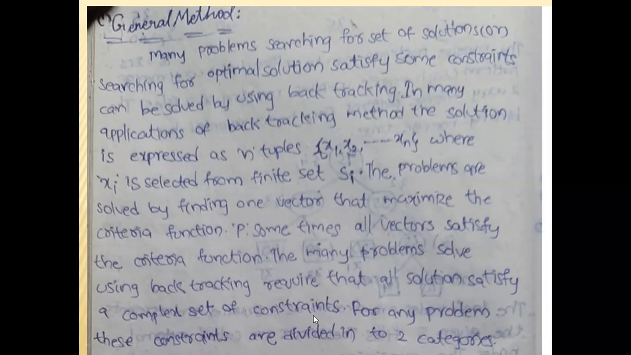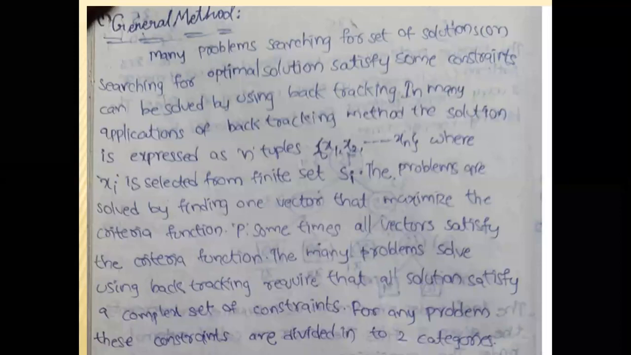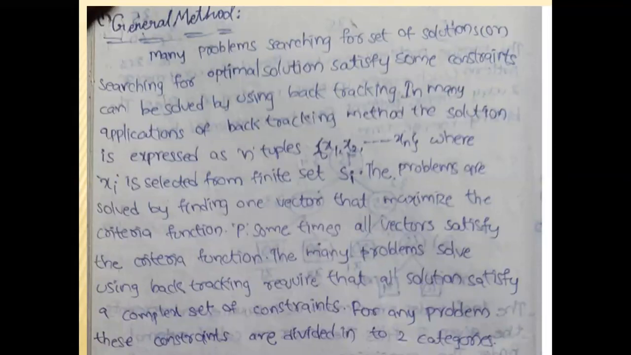These constraints are divided into two categories. For these four problems, the constraints are divided into two types based on the problem: based on the 8 queen problem, the sum of subset problem, the graph coloring problem, and the Hamiltonian cycle problem. These constraints are divided into two categories.